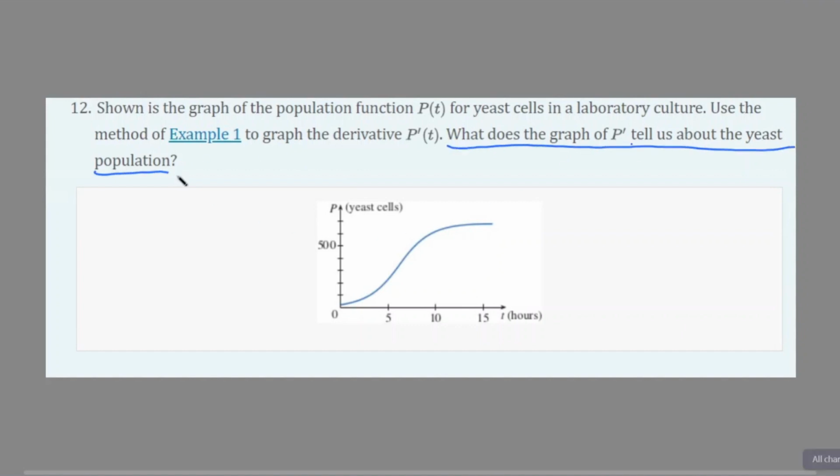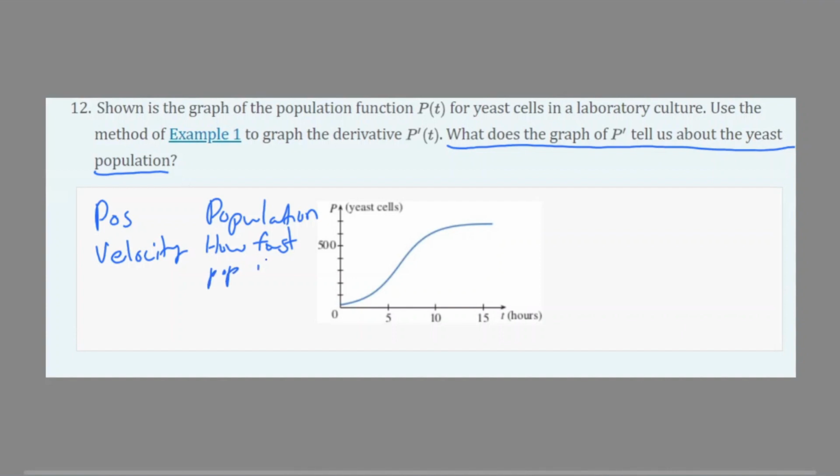The p prime would tell us how fast. We talked about the position and then the velocity. The velocity is the derivative of the position function. Now we're talking about population here. So the derivative of the population graph would give us how fast the population is growing. Or you could also put it in words, maybe the velocity of the population growth, if that makes sense.